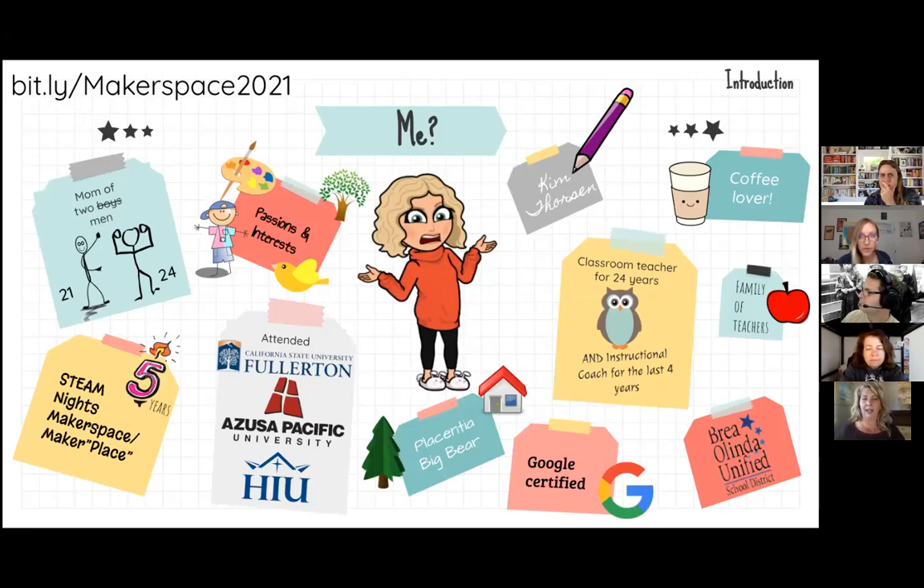So I have 2 children. I love art. I love kids, birds, nature. We have a second place in Big Bear. So I stay very active and love being a teacher. I've been a teacher for 24 years and now I'm a TOSA. And so I've been an instructional coach for, this is my 5th year doing that. And so that's just a little bit about me.